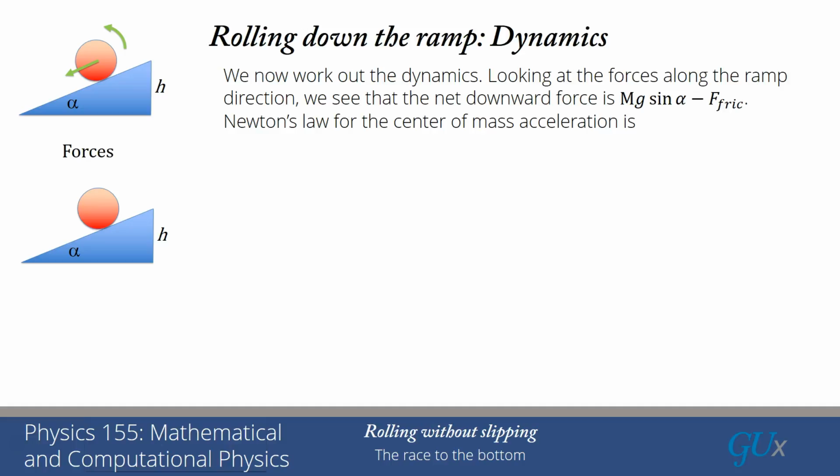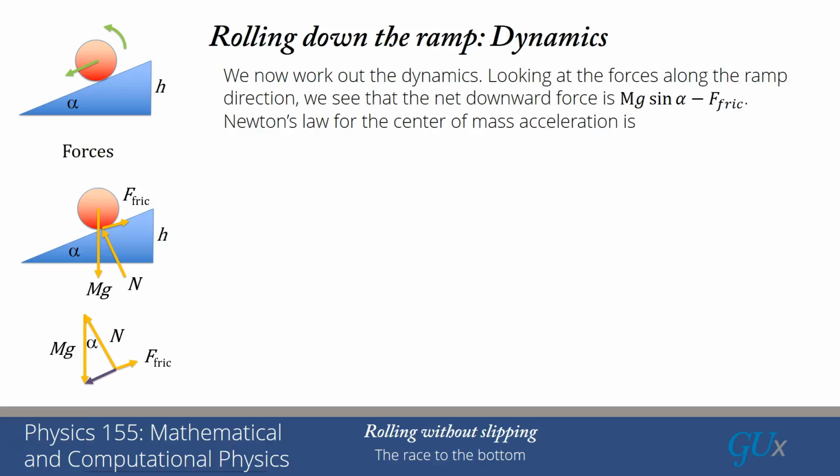So what are the forces that we have? Well, obviously we have the effect of gravity, which is going to be downward and acting at the center of mass. We have a normal force at the ramp, which is keeping the object from falling through the ramp, and that is going to be perpendicular to the surface of the ramp. And then we have a frictional force that is parallel to the direction of the ramp that ensures this constraint of rolling without slipping.